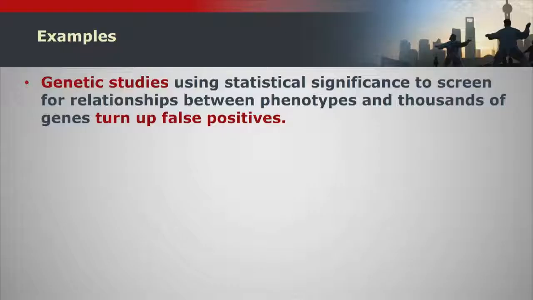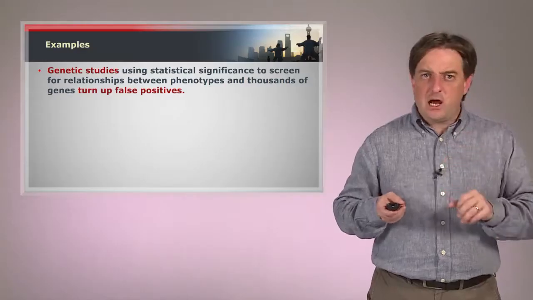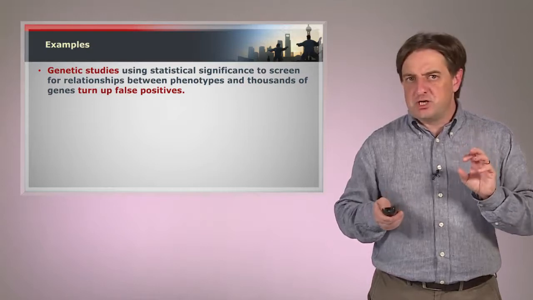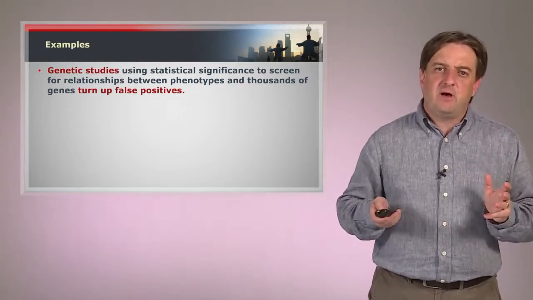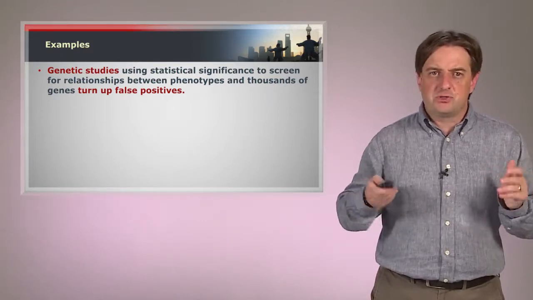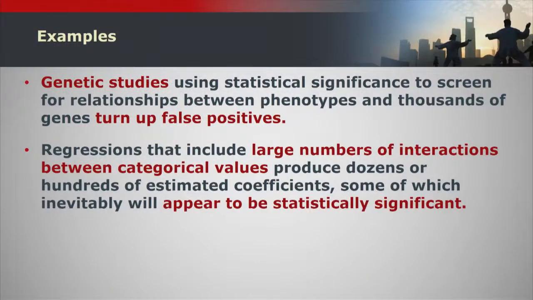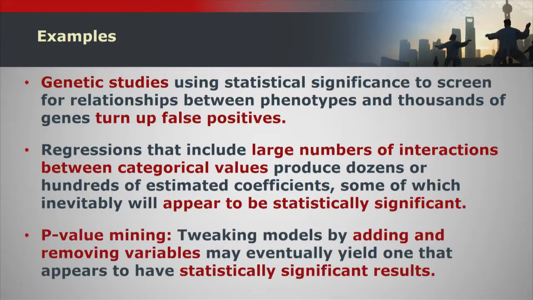So some examples. Genetic studies worry a great deal about the prospect of false positives because quite often they're regressing measures of some phenotype on thousands or tens of thousands of genomes. This would be in genome-wide association studies. So when they do analyses, they have to set very strict criterion for assessing statistical significance, perhaps demanding a very small p-value such as 0.00001. Regressions that include large numbers of interactions between categorical variables will produce dozens or hundreds of estimated coefficients. And again, we're guaranteed that a certain number of them, even if they actually have no relationship to anything, will appear to be statistically significant.